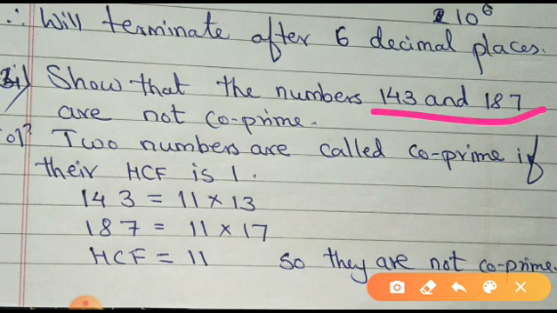Okay? So now here 143, I can express it as 11 into 13, and 187 is 11 into 17. So do they have any common factor? Yes. The common factor between them is 11. And hence the HCF of 143 and 187 is 11. And therefore they are not co-prime numbers. Clear?